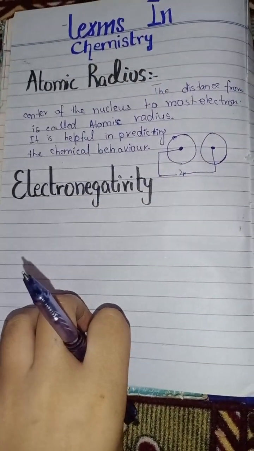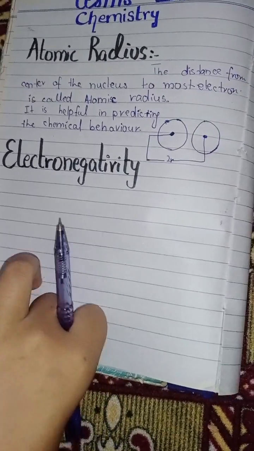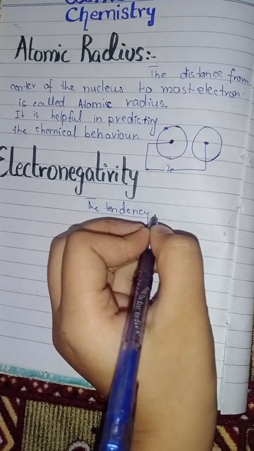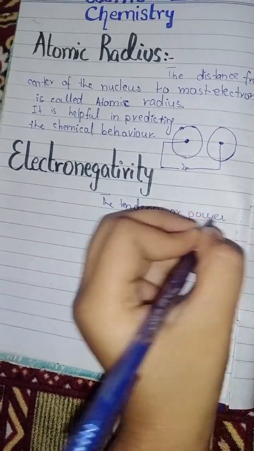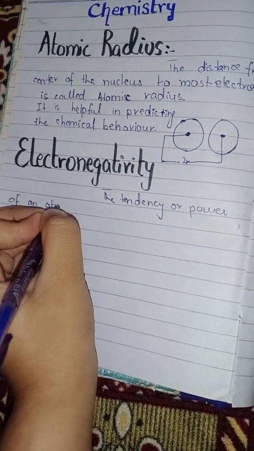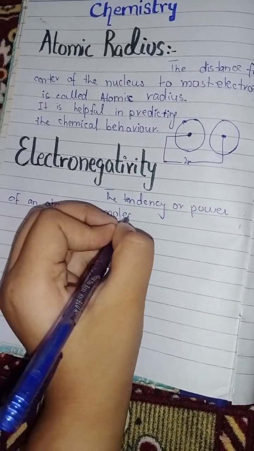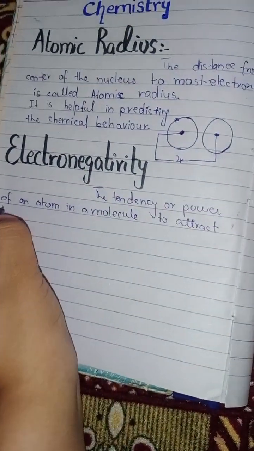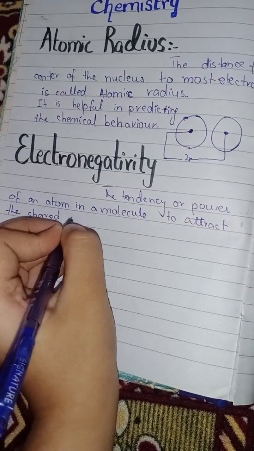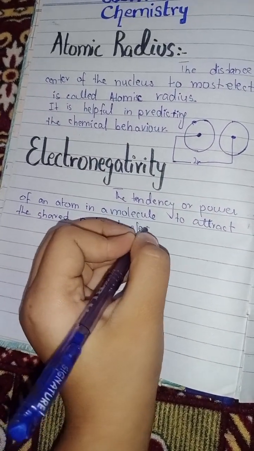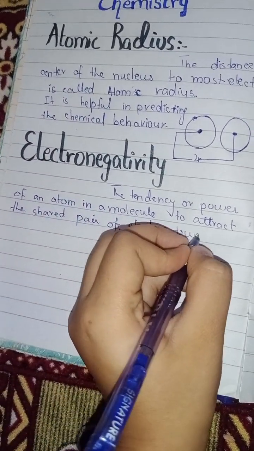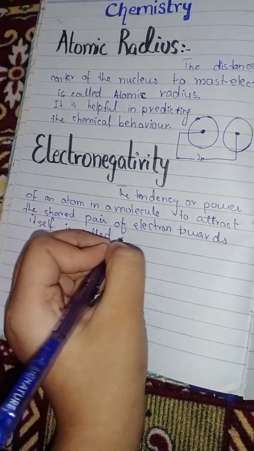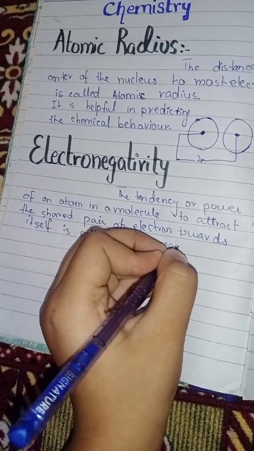Okay, so here we have electronegativity. So electronegativity is the tendency or power of an atom in a molecule to attract the shared pair of electrons towards itself is called electronegativity.